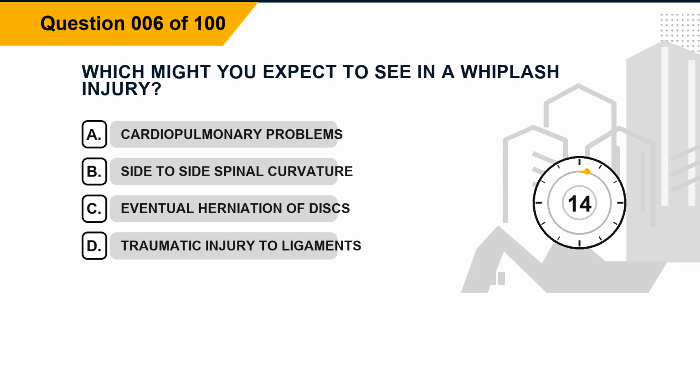Question 6. Which might you expect to see in a whiplash injury? Option A. Cardiopulmonary problems. Option B. Side-to-side spinal curvature. Option C. Eventual herniation of discs. Option D. Traumatic injury to ligaments. The correct answer is option D.